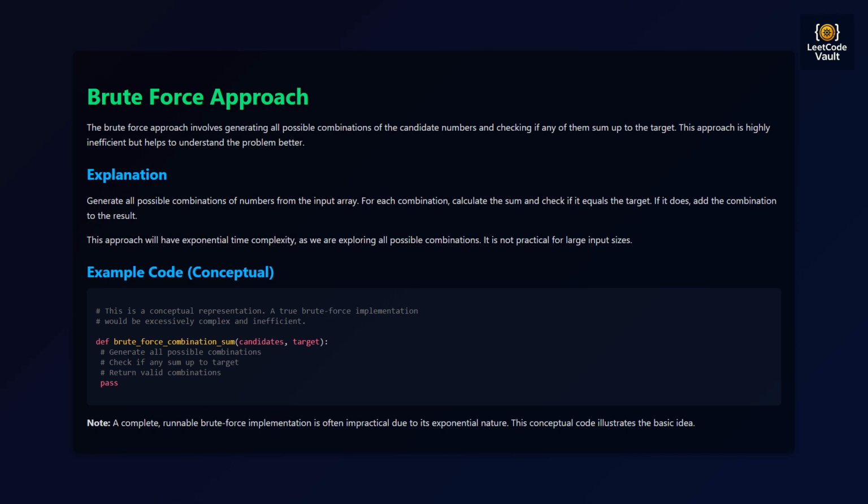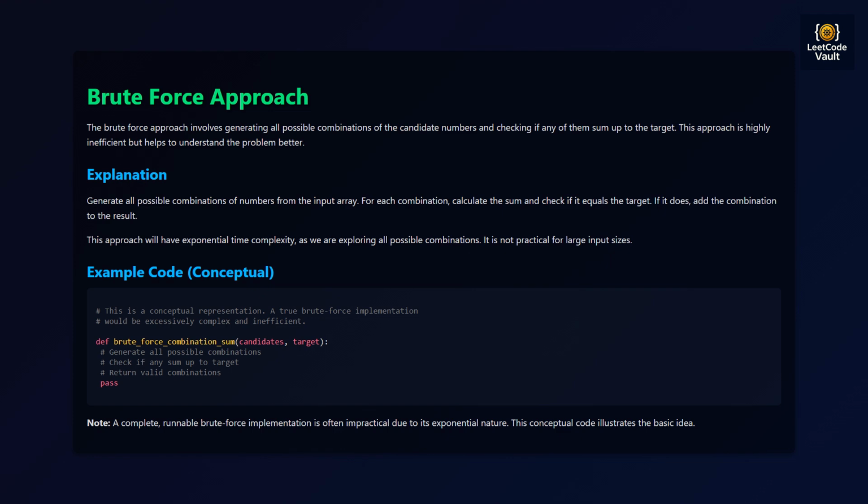Brute force approach. A straightforward but inefficient approach is brute force. We could try every possible combination of numbers from the input array. We can generate all possible combinations, add them up, and check if the sum matches the target. This involves a lot of nested loops and it's computationally expensive. Imagine an array with many numbers and a large target. The number of combinations explodes really quickly. The time complexity would be exponential, not ideal.